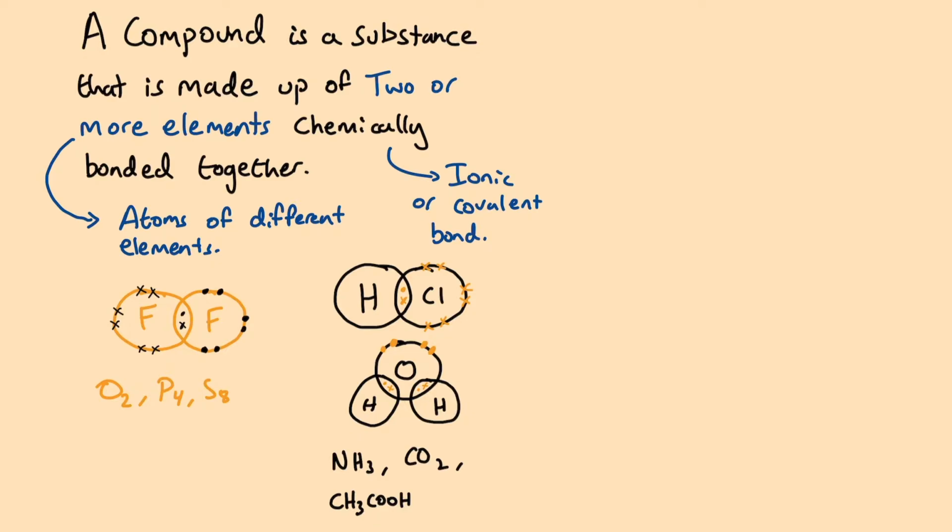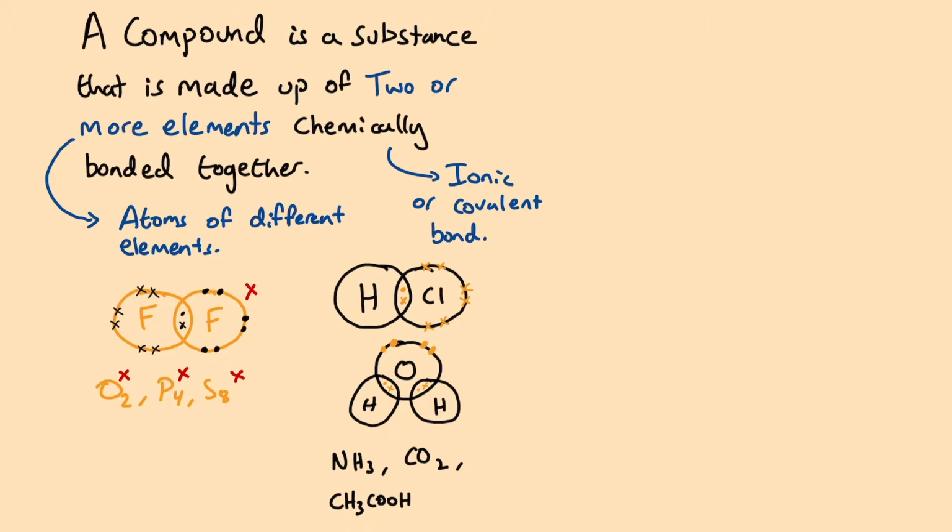Now, taking a look at a few examples, let's take fluorine, F2. It has a covalent bond between its atoms. However, it's made up of the same element. It's not made up of different elements. It's made up of only fluorine, and therefore we don't consider this a compound. Same thing with oxygen, phosphorus, and sulfur. Although they all have covalent bonds between their atoms, they're all made up of the same element. They're not made up of atoms that come from different elements, and therefore they're not considered compounds.